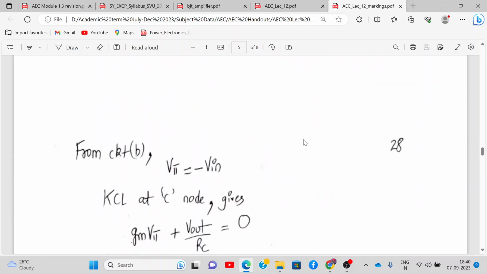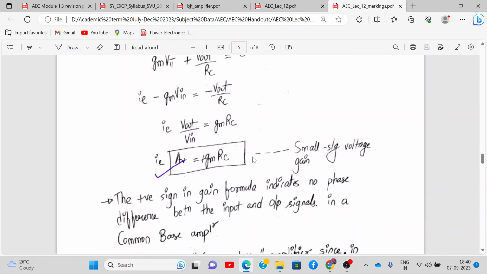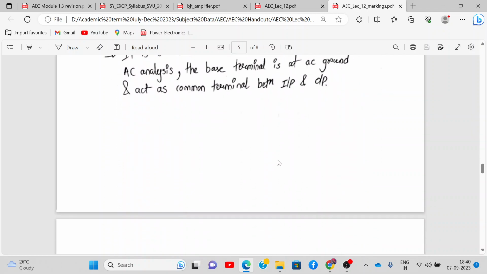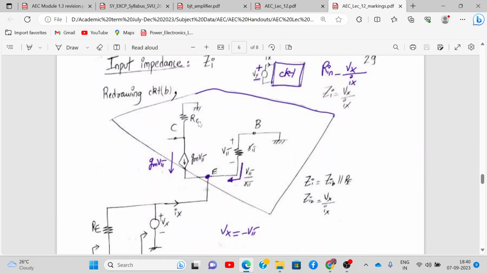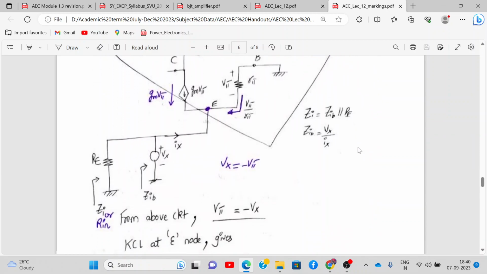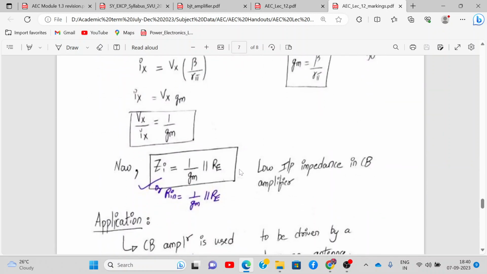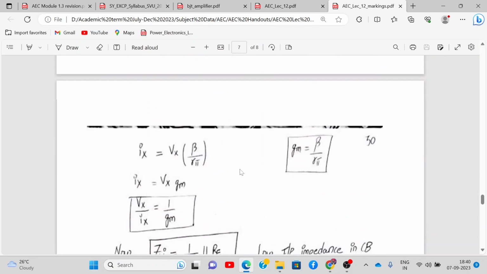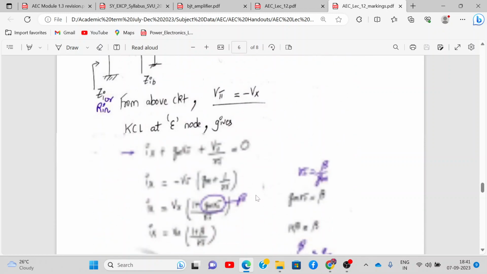Y'all can refer to this PDF. I've already said, I guess, right? And yeah, you can see it's plus gm Rc coming up. Similarly, for the Zin derivation, I leave that exercise to you again. You find it out and it will come out to be 1 upon gm parallel to Re. Just to save time, because I've explained one in detail. So other things are similar. Only thing is you need to apply KCL and KVL to get the equation. You can try it out on your own.